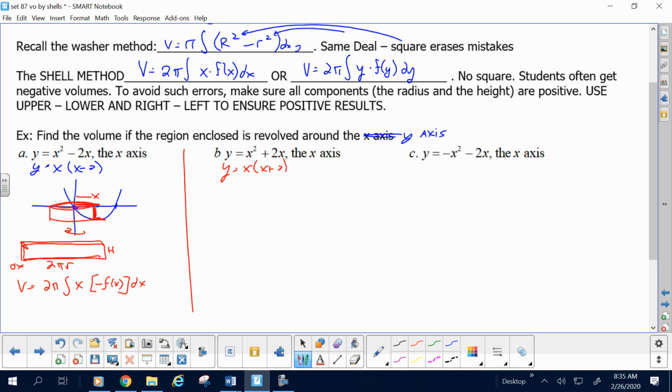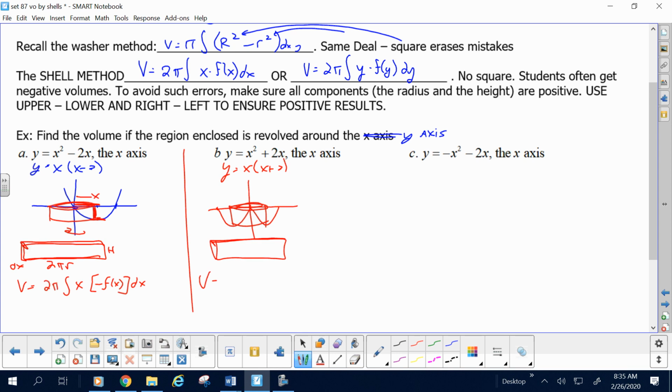Which is a parabola opening up with zeros at 0 and negative 2. And again, we're going to go around the y-axis, and we're going to use x as the variable of integration because the equation is a parabola in x terms, and I don't want to make a plus or minus y case. So again, we're getting a cylindrical shell.